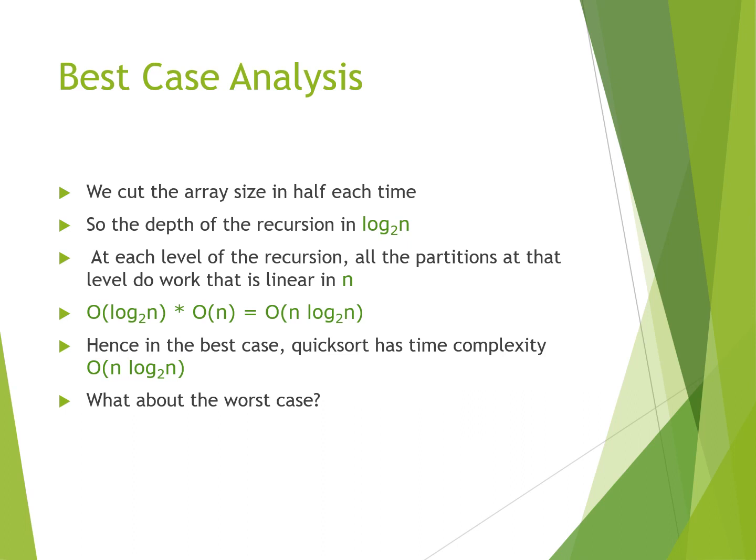Going on to best and worst case analysis. This is the best case analysis. We cut the array size in half each time. So the depth of recursion is log n. At each level of the recursion, all the partitions at that level do work that is linear in n. Hence the best case quicksort has time complexity O(n log n).